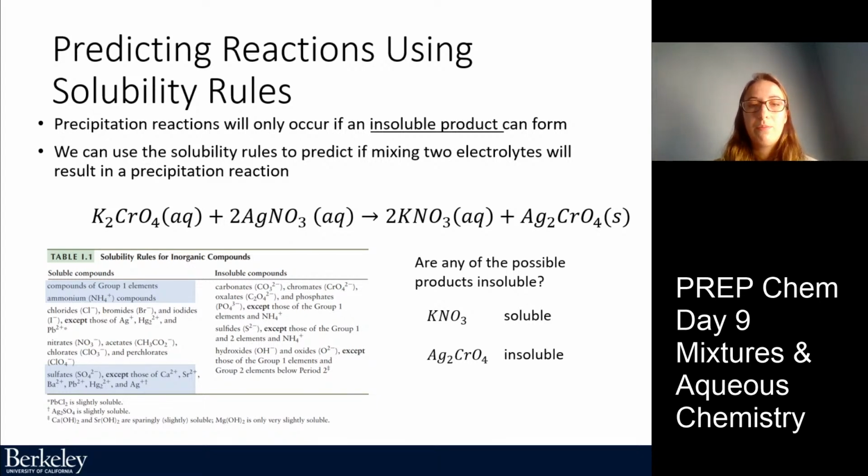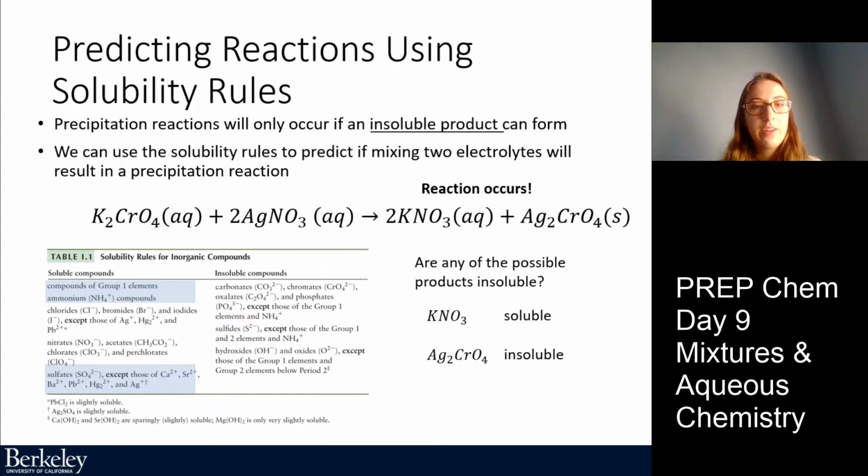You could also figure that out by going through and trying to figure out if potassium chromate or silver nitrate are soluble. We know from what we were given in the question that those are soluble because that was denoted with the AQ after the compound. Does that make more sense? Great. Awesome.